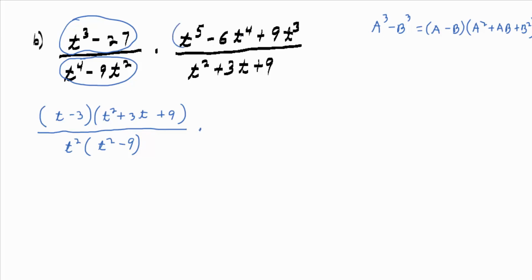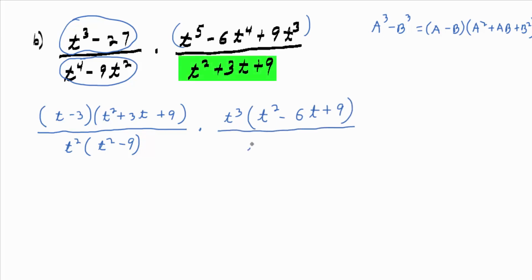Okay, the right-hand numerator. What can I factor out of that? There's a GCF of t cubed, isn't there? What's left? t squared. No, t cubed. Yeah, so t squared is left. What else? Minus 6t plus 9. I'll bet that factors some more. I'll do that in the next step.